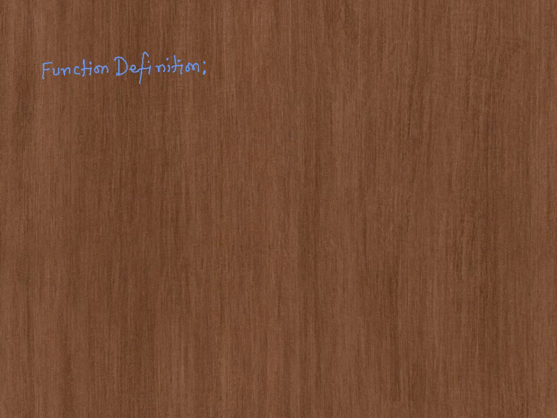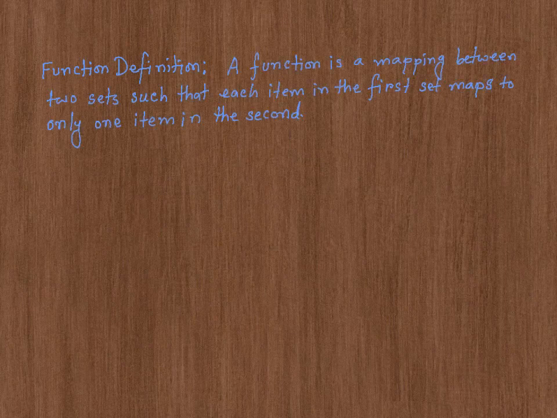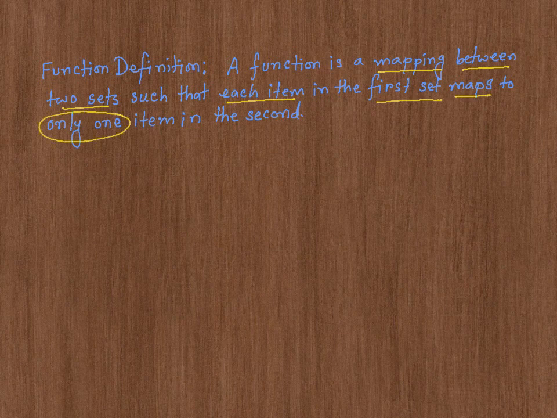In this video, I am going to talk about function definition. Here is the official definition of function. A function is a mapping between two sets such that each item in the first set maps to only one item in the second. So keywords, keep it in mind. It's a special mapping between two sets such that each item in the first set maps to only one item in the second. Here are some examples.